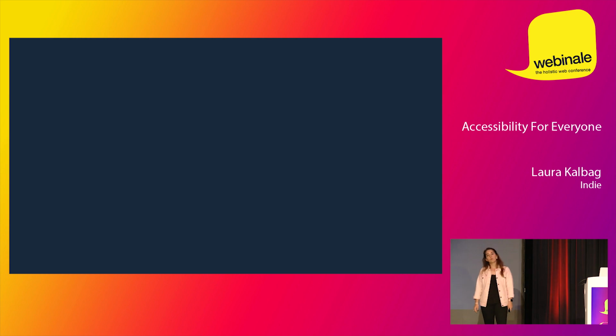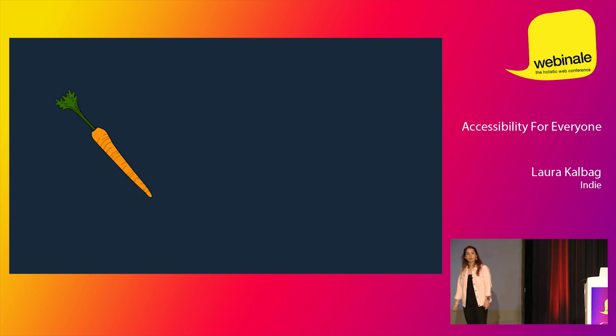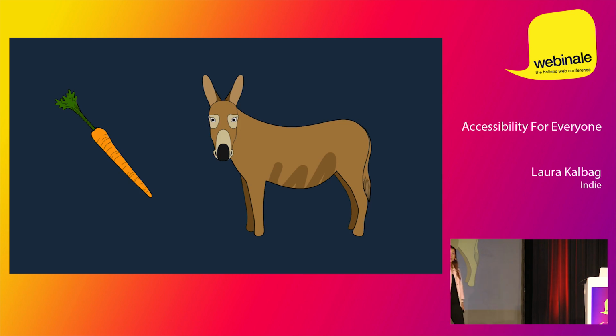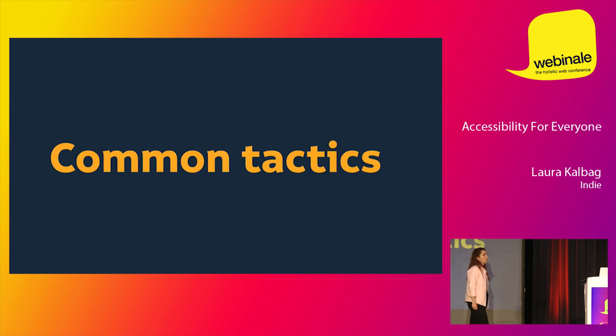I think about that old phrase, the carrot or the stick. You're driving a donkey along and you either dangle a little carrot in front of him, give him a treat at the end, or you hit him with a stick to make him move forward and you give punishment for not doing what you want him to do. So these are related to the common tactics we use to sell accessibility.